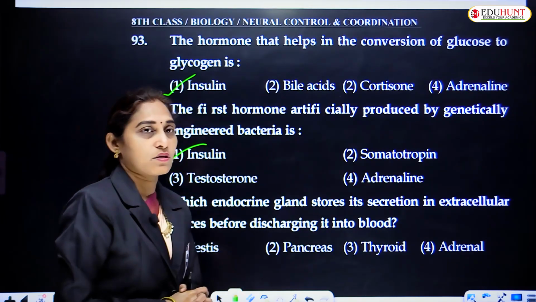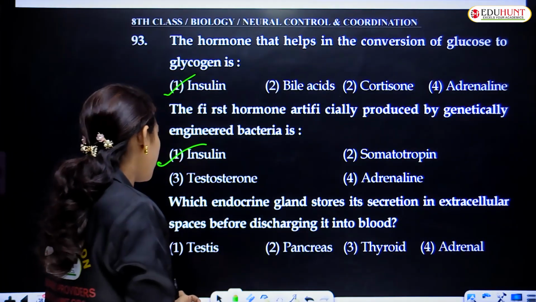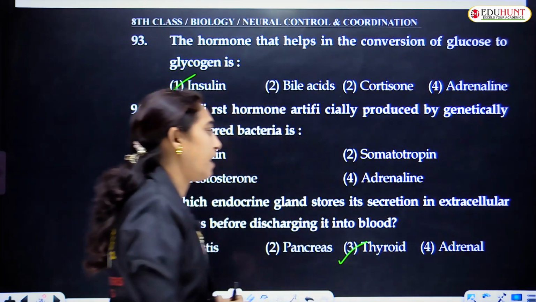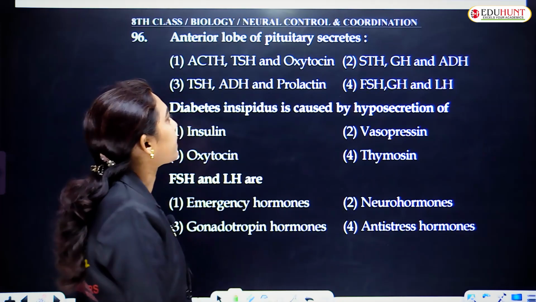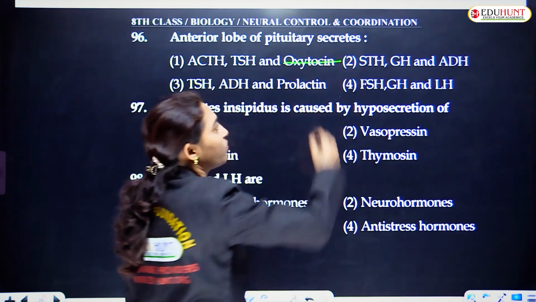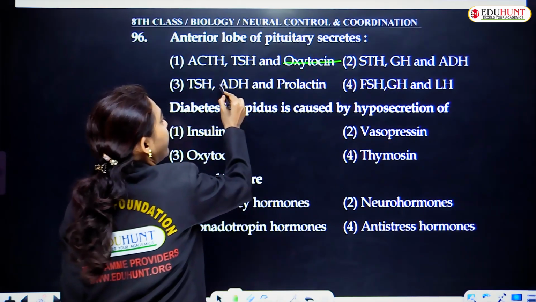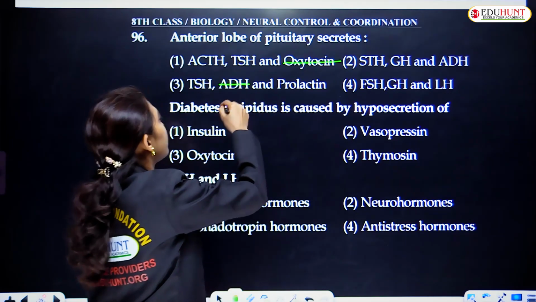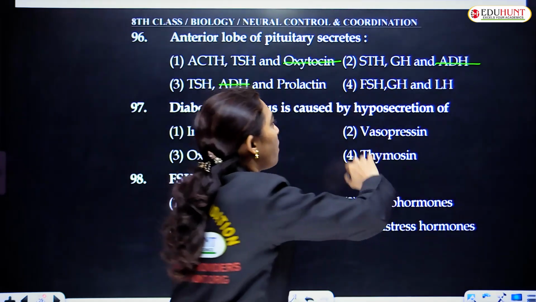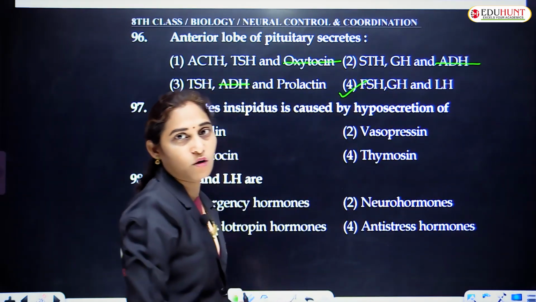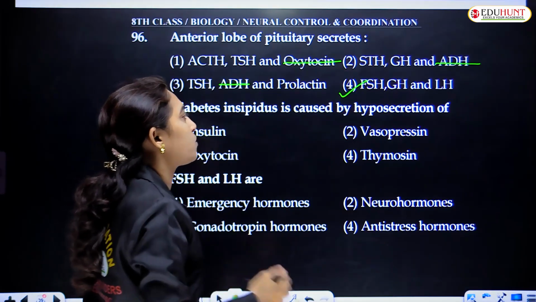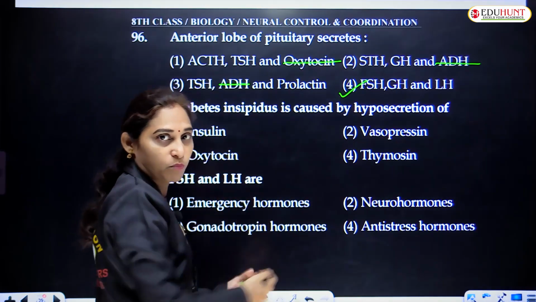Which endocrine gland stores its secretion in extracellular spaces before discharging it into the blood? That is the thyroid gland. The anterior lobe of the pituitary secretes ACTH, TSH, oxytocin. Here there is oxytocin, so we can strike it out. And it is ADH, vasopressin. We can even eliminate this option. There is a confusion, and here also ADH is given. So the correct option is follicle stimulating hormone, growth hormone and luteinizing hormone. The anterior pituitary lobe secretes 6 hormones. Among the 6, these are the three hormones given in this option.